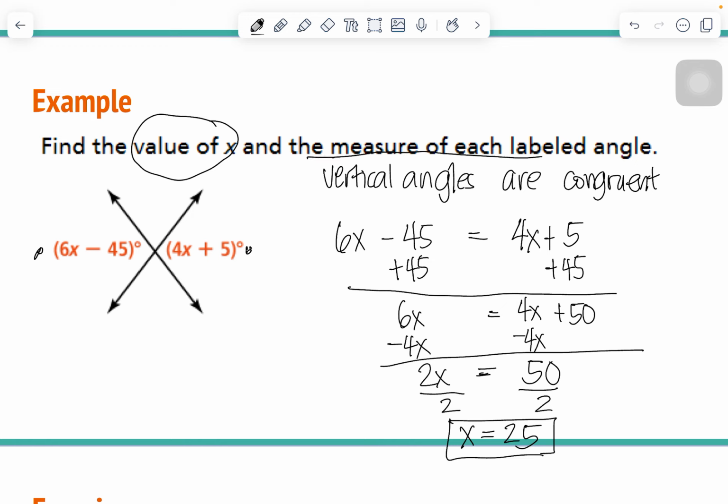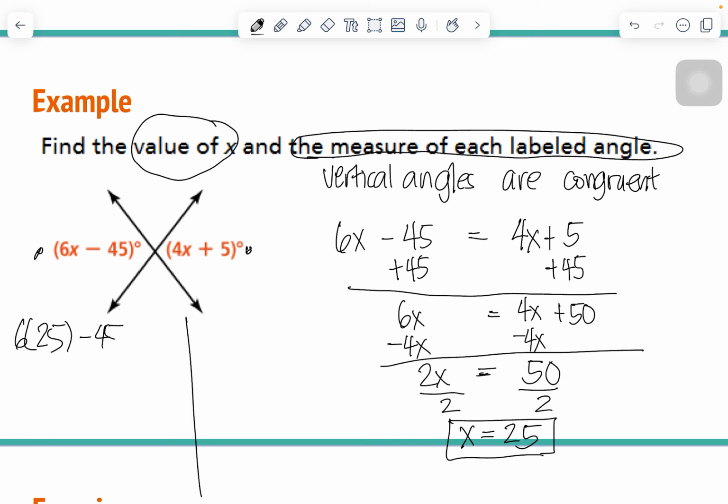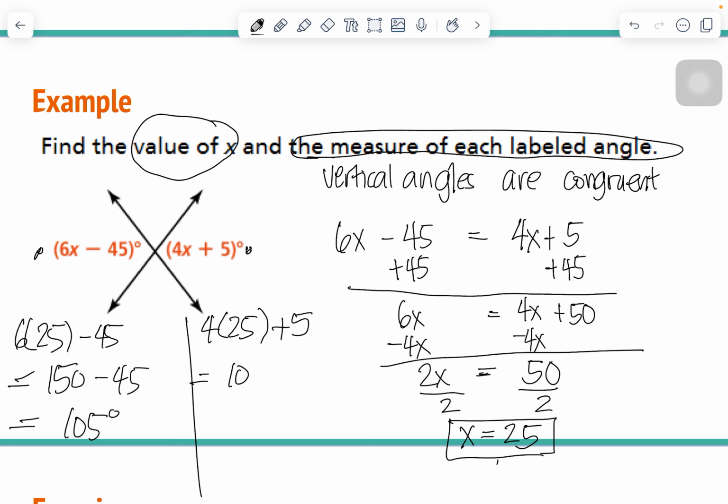And find the measure of each labeled angle. So that means we have to plug in x is 25. So you have there 6 times 25 minus 45. 6 times 25 will give you 150 minus 45. That will give you 105 degrees. Same thing here, 4 times 25. We change x by 25, so plus 5, that is 100, plus 5, that is 105 degrees. All right.